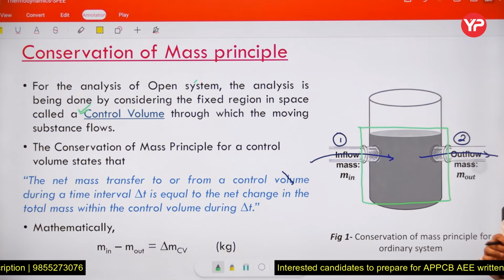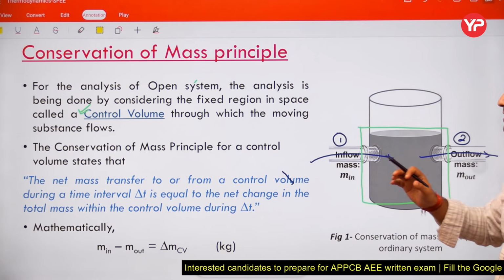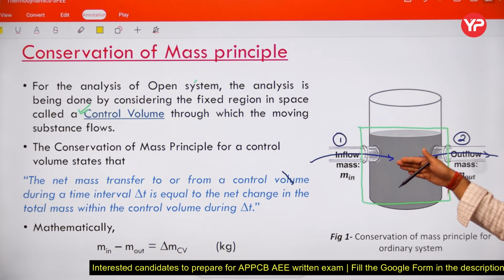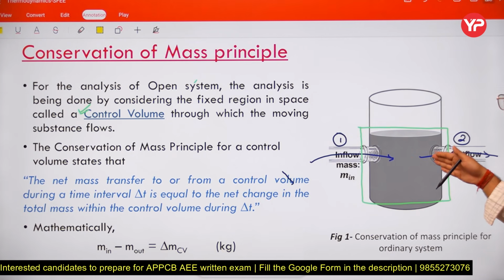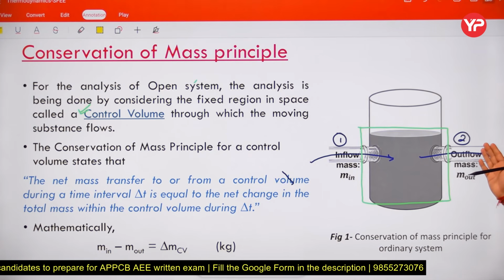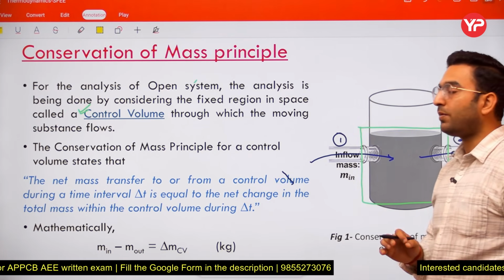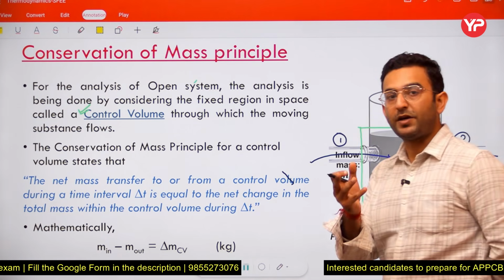Now what does the conservation of mass principle state? The conservation of mass principle simply states that the net mass transfer entering into the control volume and the net mass transfer exiting out of the control volume is equal to the net change in the total mass within the control volume. Now what is the meaning of that?